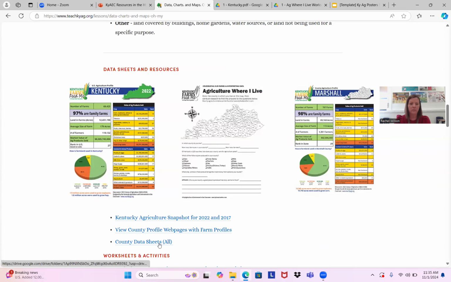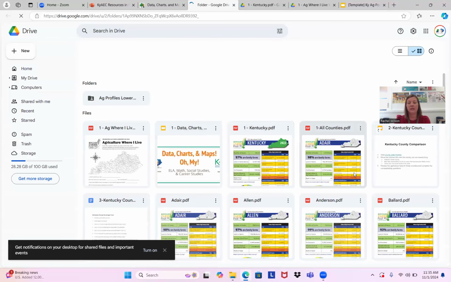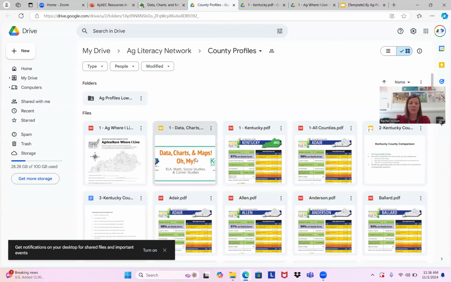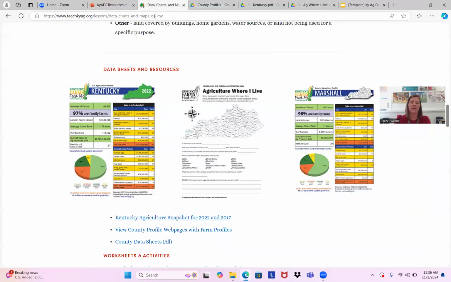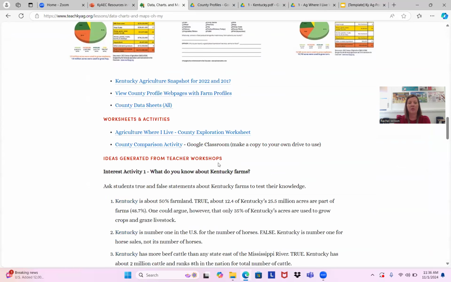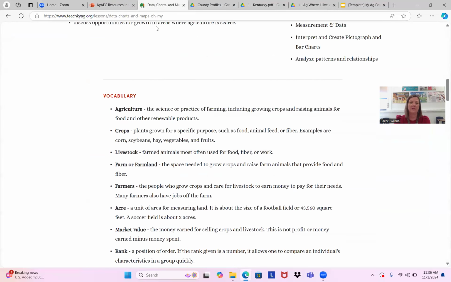There is also a link to every single county that's in here. There is also a PowerPoint that has been put together to help guide your students through looking at all of the different data. So this is an excellent resource. I know as a teacher, you can probably be thinking in your brain lots of different ways that you could utilize this resource in a classroom.